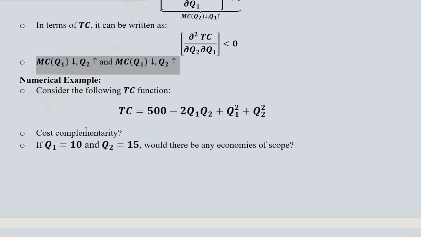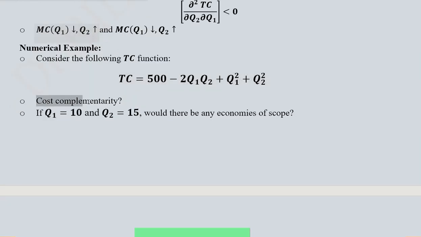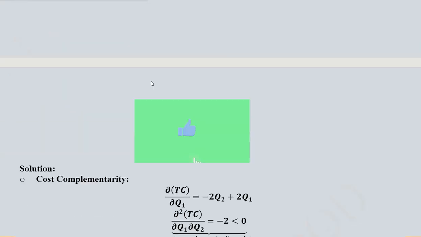We can resort to a numerical example to make more sense of it. This is the expression for total cost where two goods are being produced. We want to know if there is cost complementarity in it, and we are given certain values of Q1 and Q2 where we want to know if there are economies of scope. So let us use this total cost function.